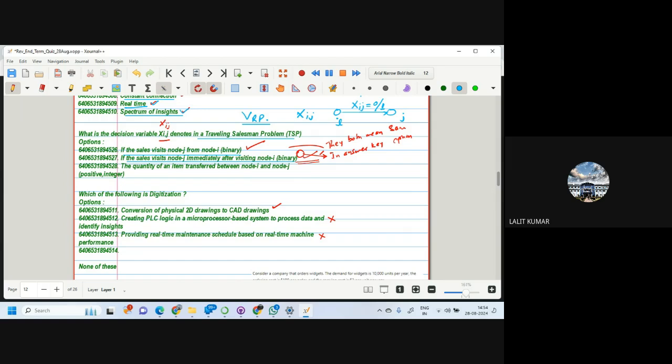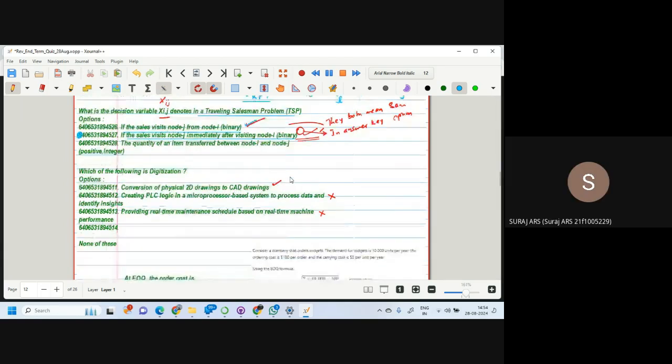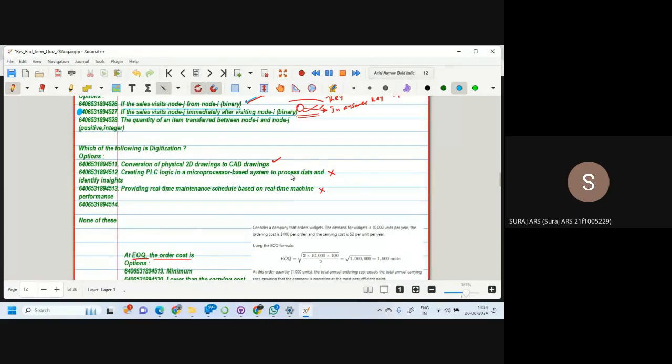If the salesman visits node J from node I, or if the salesman visits node J immediately after visiting I, they both are immediately after, the same. Okay, so they both look the same. So what was the answer they gave? The answer they have given is the second. But if you see, the first one is also correct. Immediately, they are coming to say.